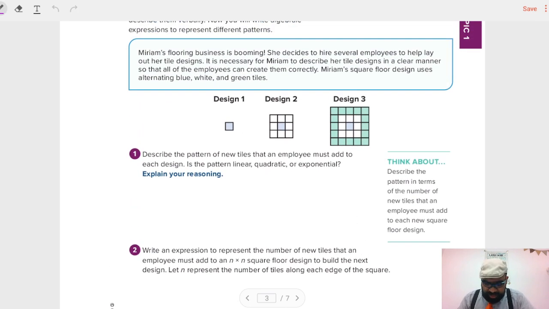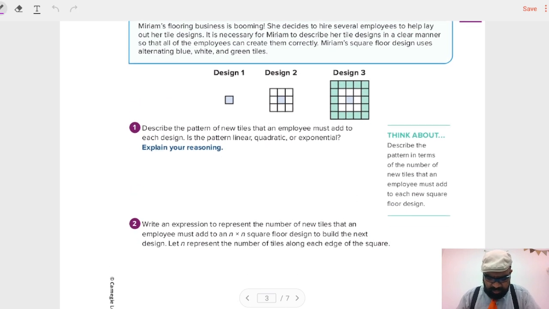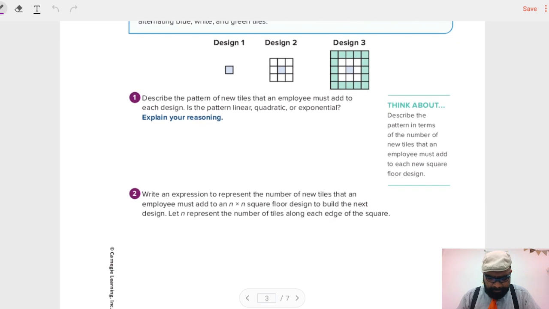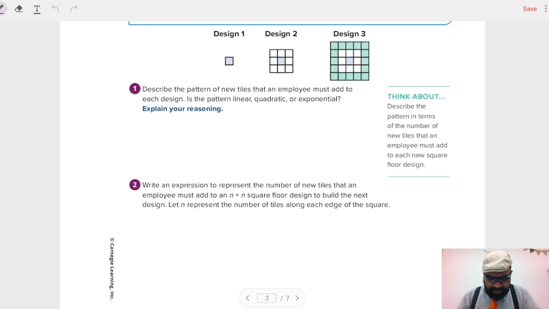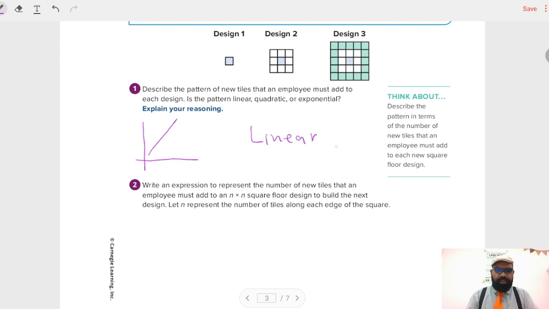Let me explain to you this first one here, the Miriam pattern. Describe the pattern of new tiles an employee must add to each design. Is the pattern linear, quadratic, or exponential? Guys, it's adding 8. Adding 8 is linear. If you make a graph, you will notice it's linear. Then it is linear. Okay?